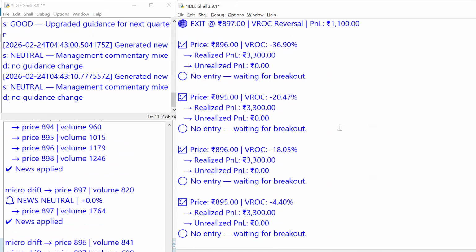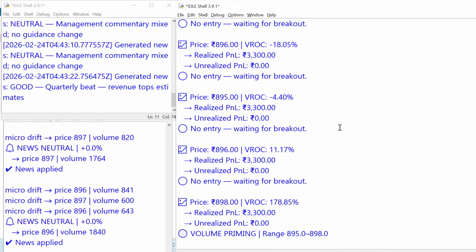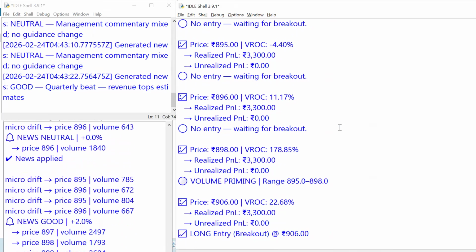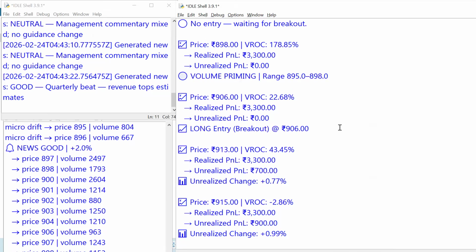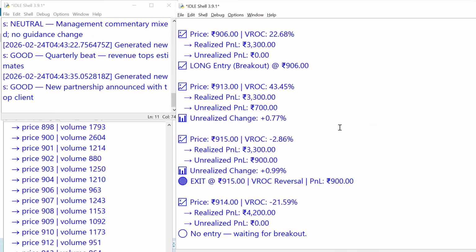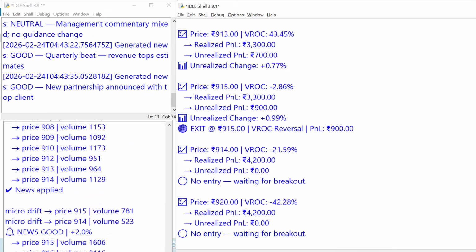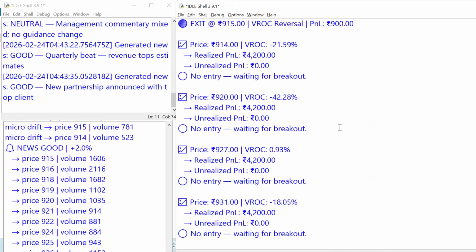It's almost 3%. Now, why is this happening so fast? Because we created a news pattern. Okay, a positive news has come. For sure, the volume is prime. It's going to take a long entry at 906. Okay, and with VROC, we come out of the trade also. It's so fast. Even in just a blink, it enters the trade and comes out of the trade also.